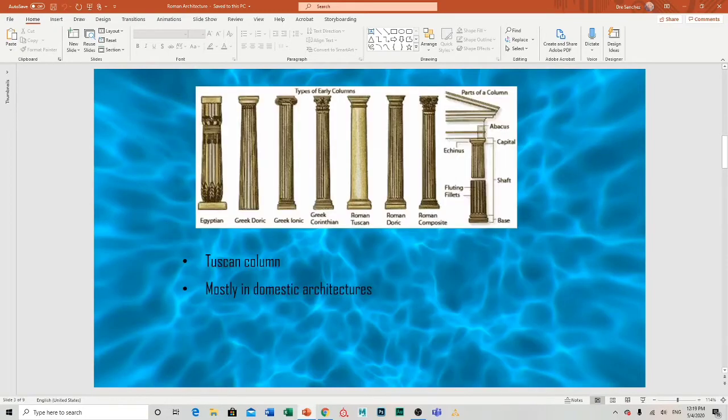Now, here we're going to talk about the Roman Tuscan. Romans adapted the Tuscan columns as part of a traditional idea. The Tuscan columns had a smaller capital, molded base, and slender shaft without the flutes. These types of columns were used mostly in domestic architecture such as the verandas and the peristyles.